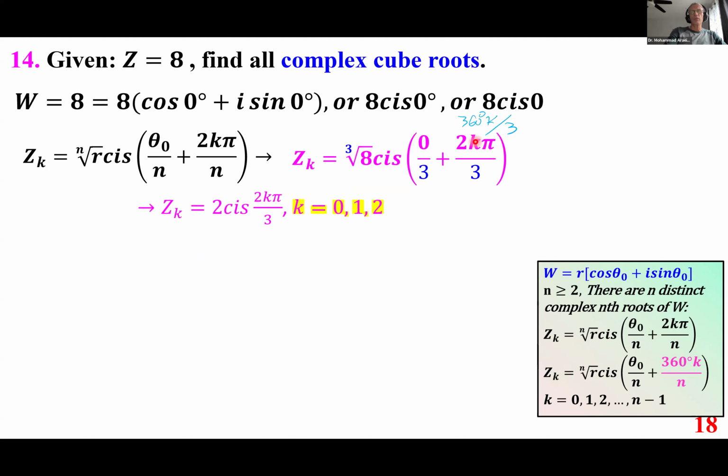And by the way, we don't want to mix these two. Perhaps we should change this to n. I don't want anybody to mix this up. This is different than that. n is an integer.